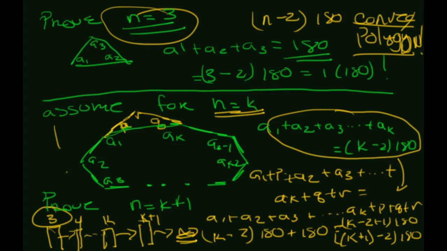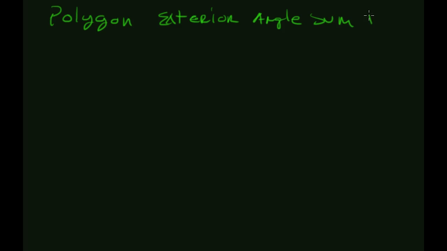All right, so we have one more theorem to look at. We're going to prove that one. It's pretty simple. Okay, so we have this thing that's called the polygon exterior angle sum theorem. And this thing seems kind of strange.